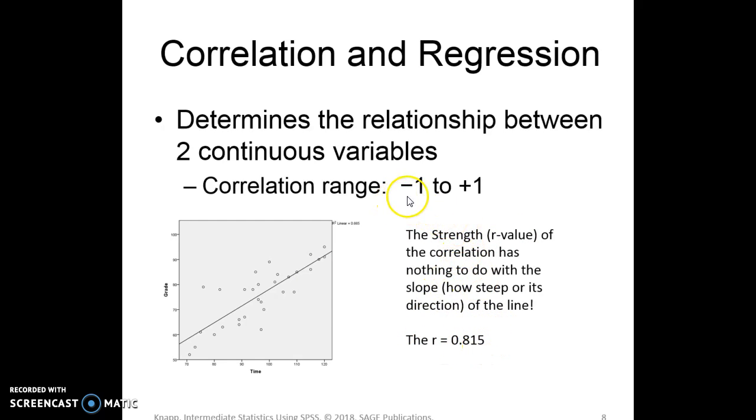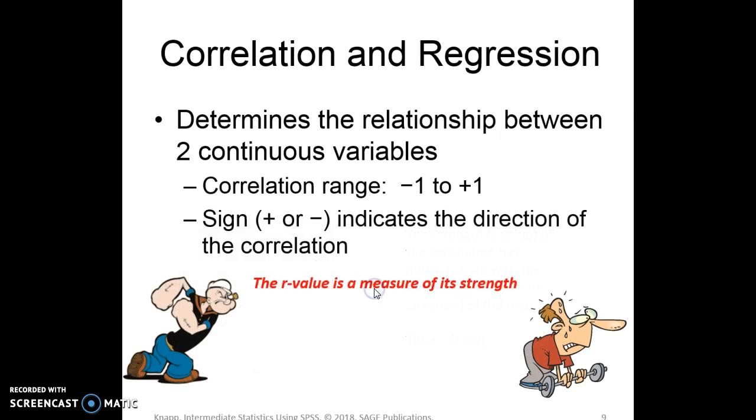They have to run between -1 and +1, and we always take the absolute value of it anyway and just talk about the positive value of the correlation. They'll never be over 1 and they'll never be less than 0. And this one happens to be about a 0.8, and we'll talk about what that means as we go along. It determines the strength of the correlation.